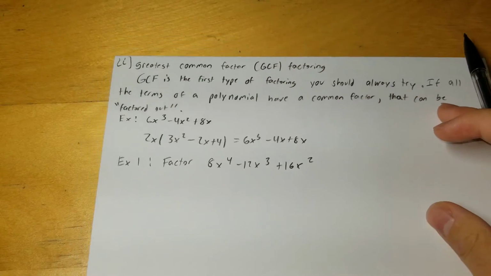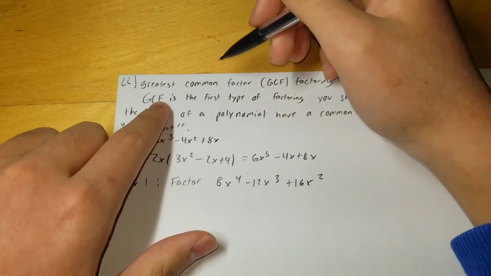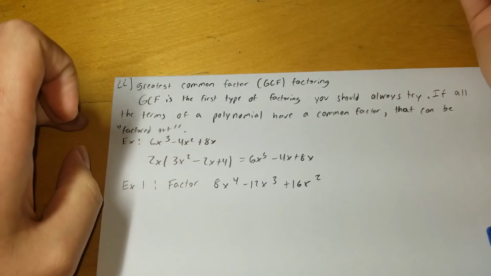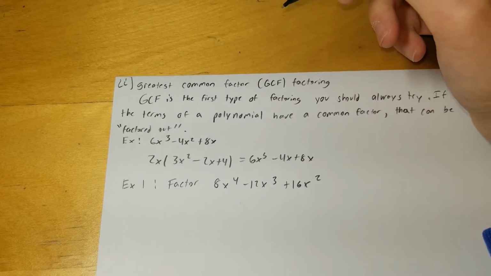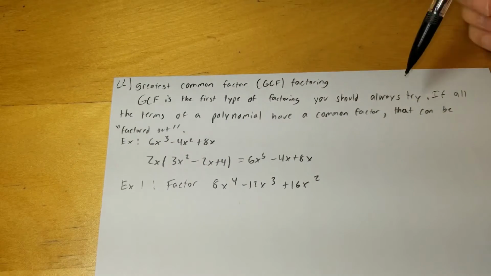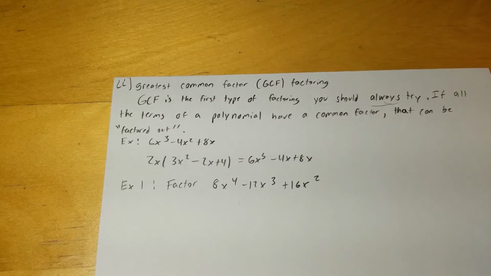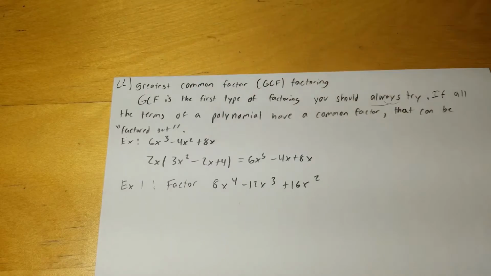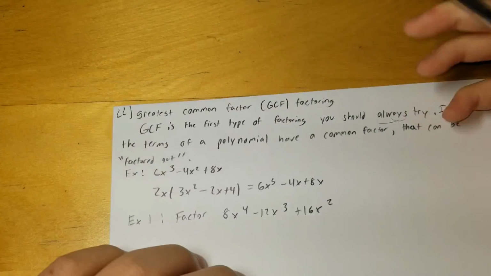Okay, unit 2. So it's greatest common factor factoring. You would also know it as GCF. So GCF is the first type of factoring you should always try. Always. If all the terms of a polynomial have a common factor, that can be factored out. So let's look at an example here, guys.